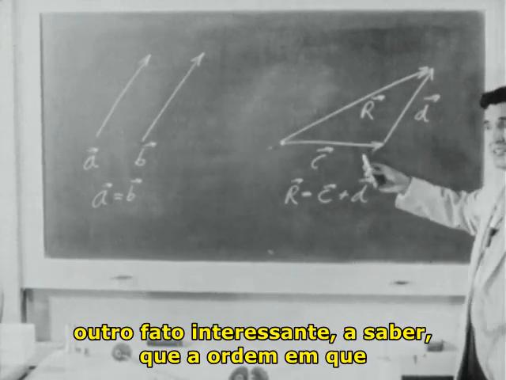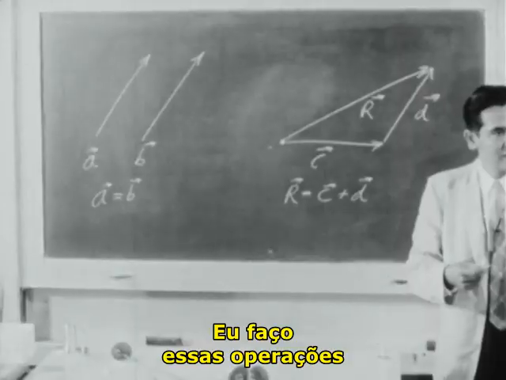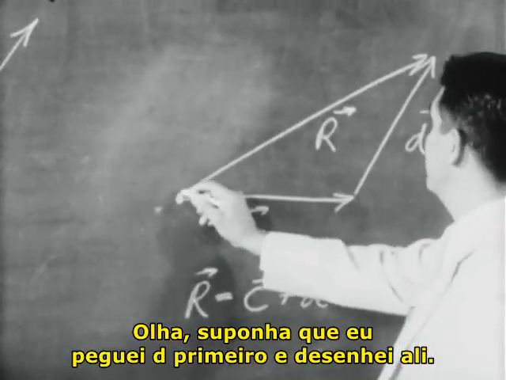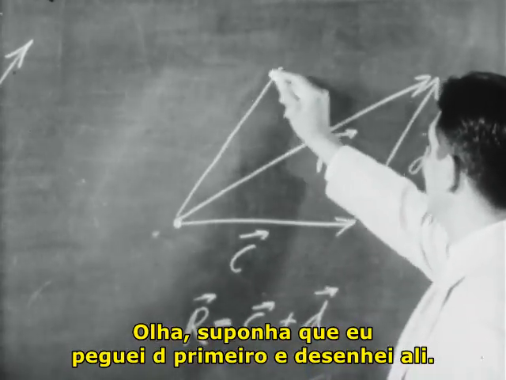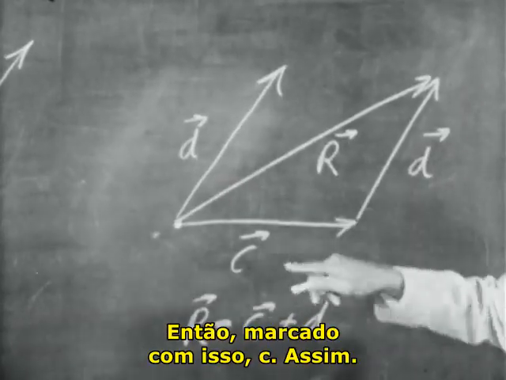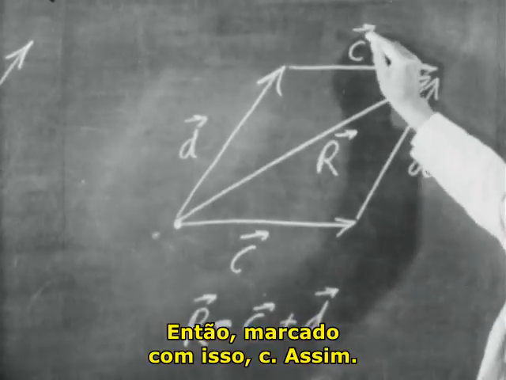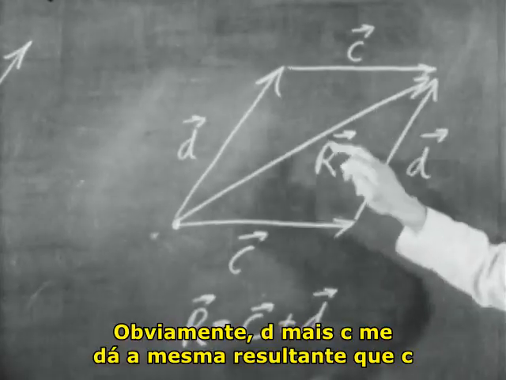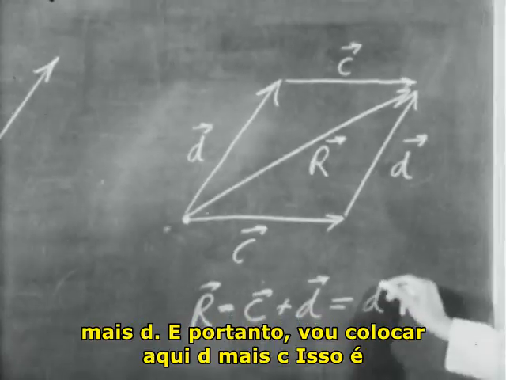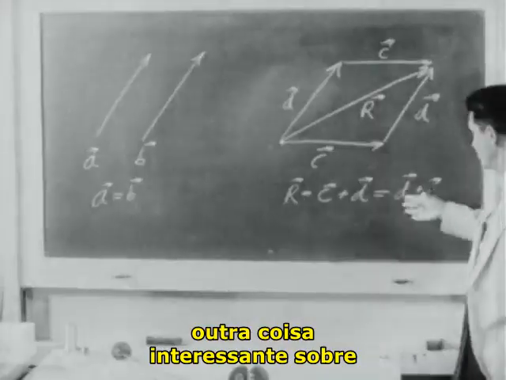From this drawing, I can get another interesting fact, namely that the order in which I make these operations doesn't make any difference in the final result. Look, suppose I took D first and drew it there. Then tagged onto that C, like that. Obviously, D plus C gives me the same resultant as C plus D, and therefore I will put here D plus C. That's another interesting thing about certain algebras.